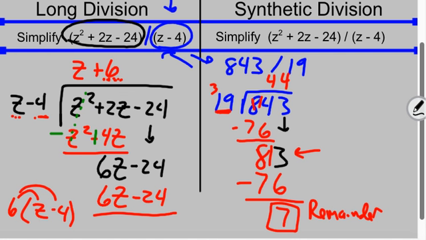The key is we're subtracting. So I'm going to run a negative through this red part. Negative 6z plus 24. So when I add them together, they both cancel out.